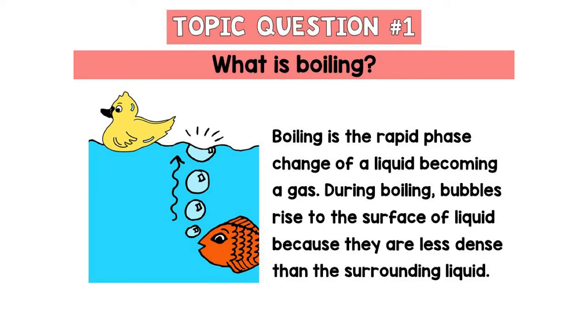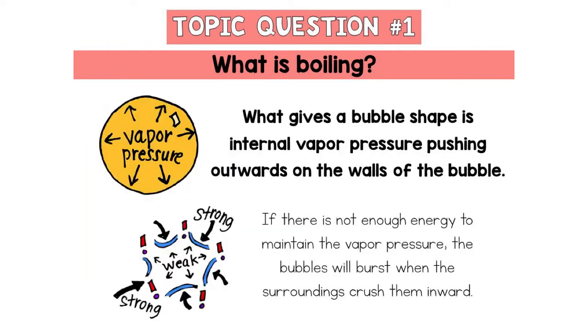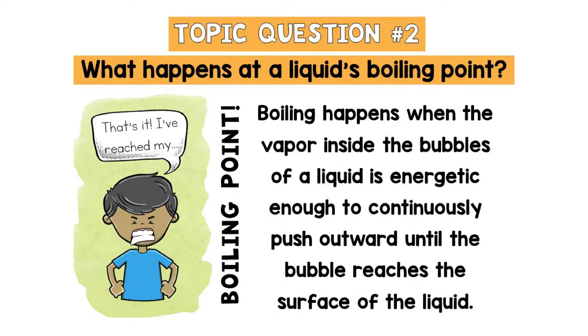So, during boiling, bubbles will rise to the surface of the liquid because they are less dense than the surrounding liquid. Remember, gas is less dense than liquid. So, what gives a bubble its shape is the internal vapor pressure pushing outwards on the walls of the bubble. If there's not enough energy to maintain the vapor pressure, the bubbles will burst and the surroundings will crush them inwards. Now, what happens at a liquid's boiling point?